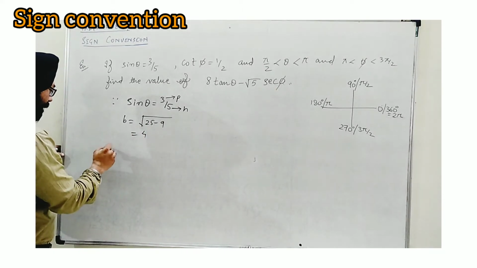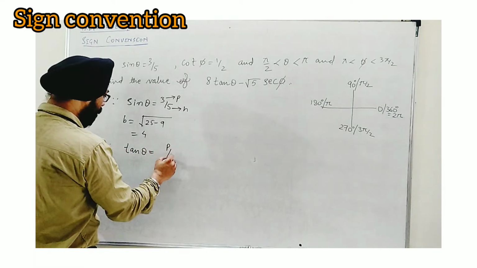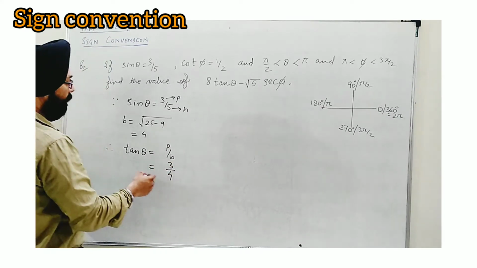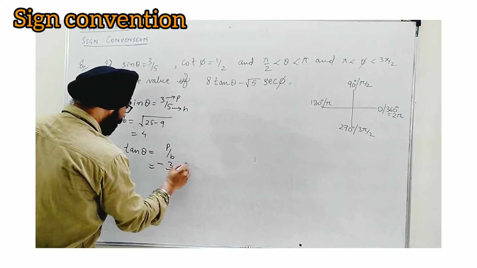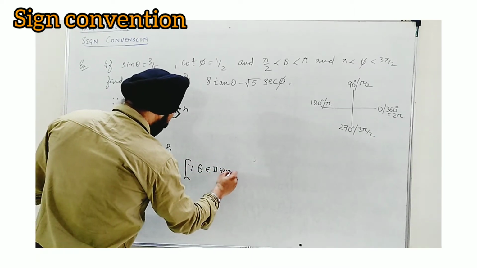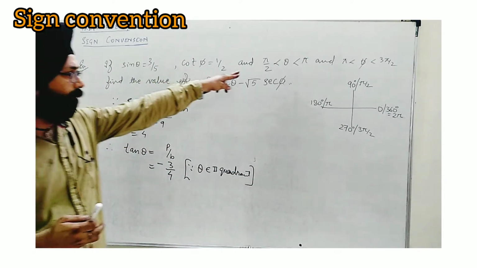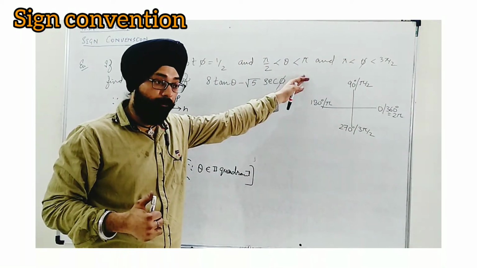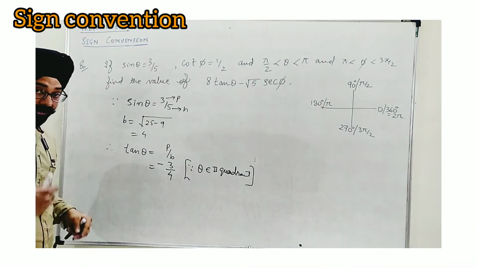So therefore we can find tan theta, this will be p upon b, perpendicular upon base, it comes to 3 upon 4, but we have to see the position. Theta is in the second quadrant, so you can write a minus sign here. Reason: theta belongs to the second quadrant. You can mention the second quadrant, or if it is given in the form of an inequality, it doesn't matter. This also is a way to express the position of the angle, or you can directly write that it is in the second quadrant. So we've got tan theta to be minus 3 by 4.